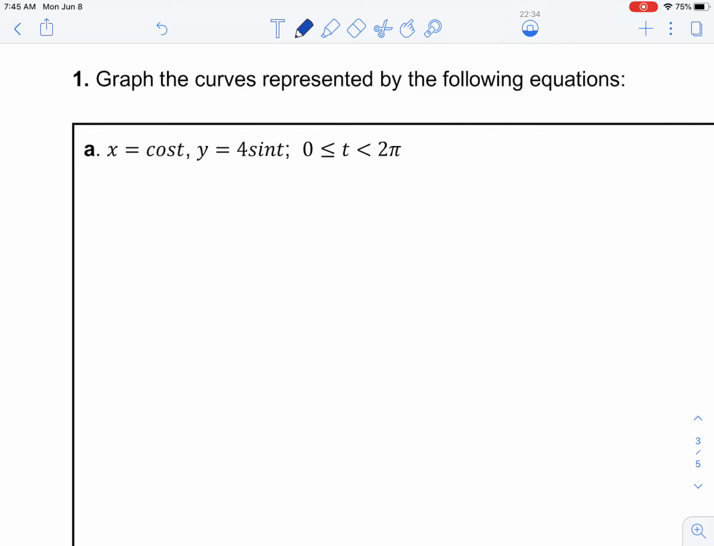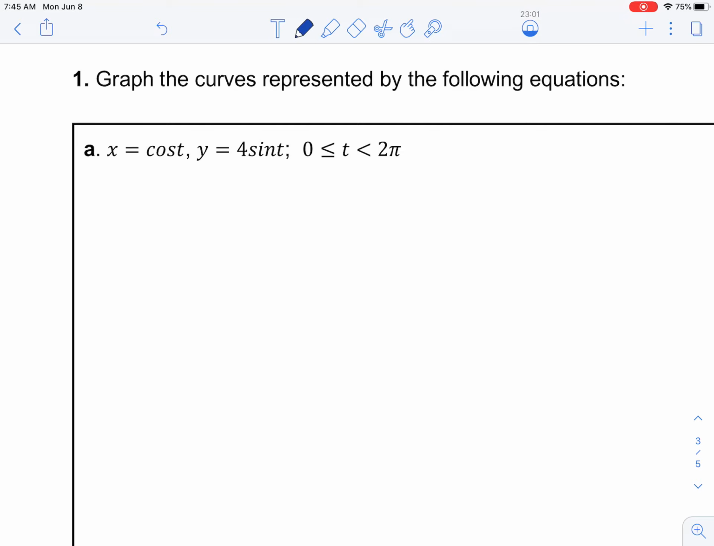This video is going to look at practice 1, so 3 graphs of parametric equations from your parametric equations day 2 notes. So question 1 shows 2 parametric equations defined using trig functions. We have that x equals cosine of t and y equals 4 sine of t on the interval 0 to 2 pi, including 0 but excluding 2 pi.